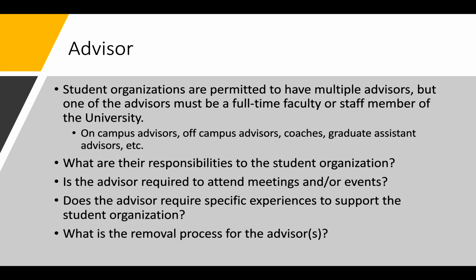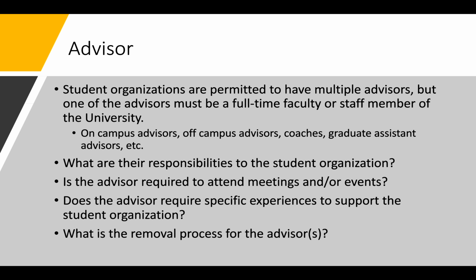Okay, so your advisor. Student organizations are permitted to have multiple advisors, but one of the advisors must be a full-time faculty or staff member of the university. So other advisors that you could have could be another on-campus advisor. Maybe it's a graduate assistant or it's just a co-advisor, somebody who wants to share the responsibilities.